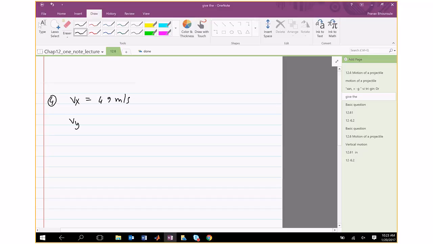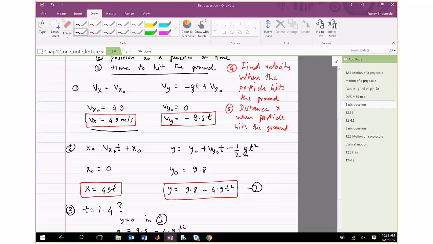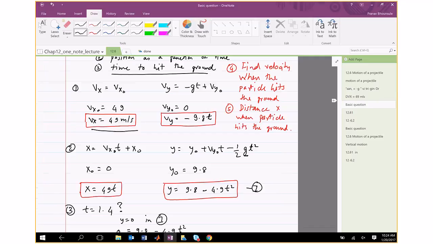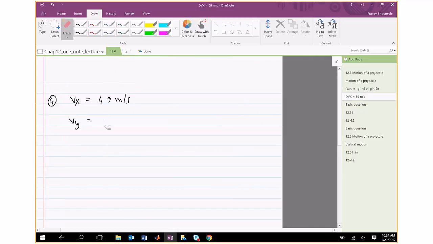What is the y velocity? We know that the y velocity is minus 9.8 times t, and we did determine the time. It was 1.4. So what's the y velocity? It's 9.8 times 1.4.